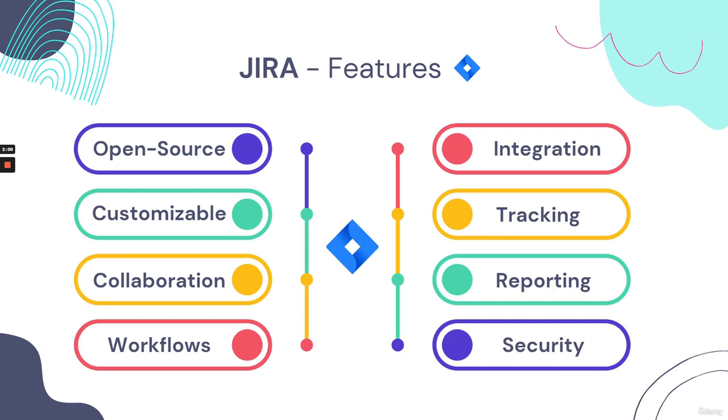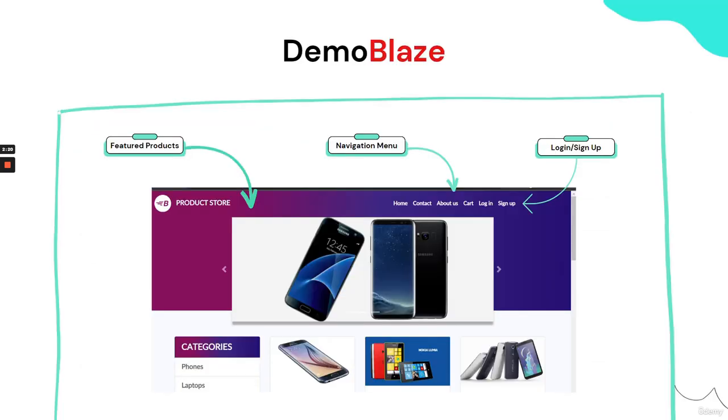JIRA also has built-in security for permissions and access for different users or user groups. We will cover all of these features and more in our comprehensive tutorial on Agile Scrum using JIRA.